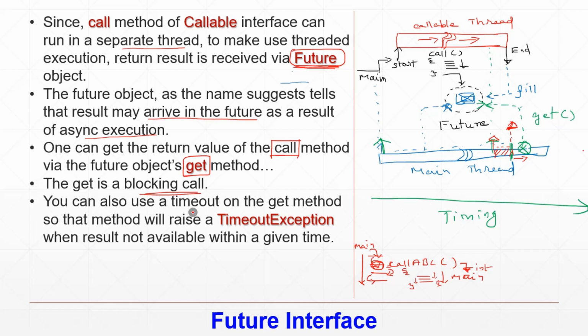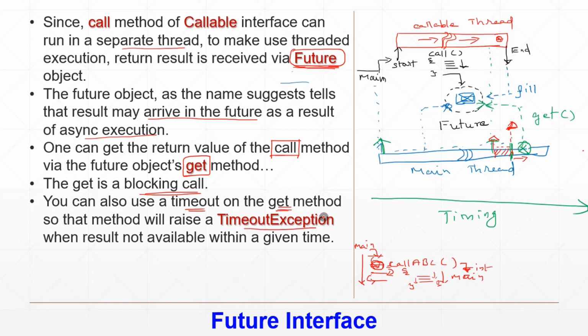You can also use a timeout on the get method. Suppose for some reason this thread is blocked or deadlocked, the future object will never return to this placeholder, and this wait period will keep on growing, or the main thread will be blocked, right? To avoid that, you can use a timeout on the get method, right? So that method will raise a timeout exception.